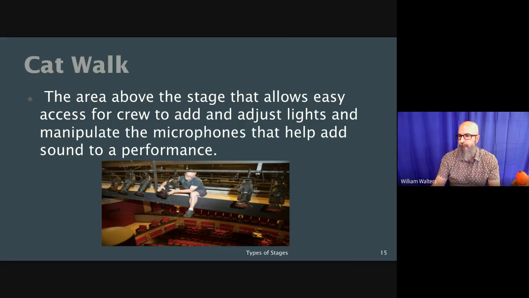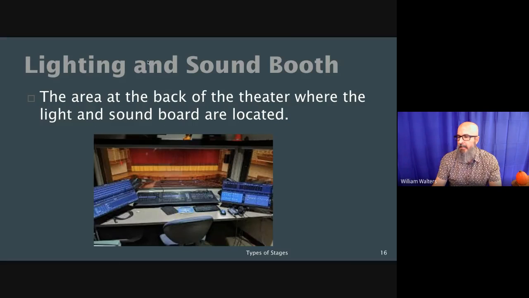All right, moving on from catwalk. The next one is the lighting and sound booth. Typically, you'll find the sound booth and the lighting booth out in the house, either behind the house, or sometimes the sound operators are in the middle. That way they can really hear the sound. But the lighting and sound booth is the area at the back of the theater where the light and sound board are located.